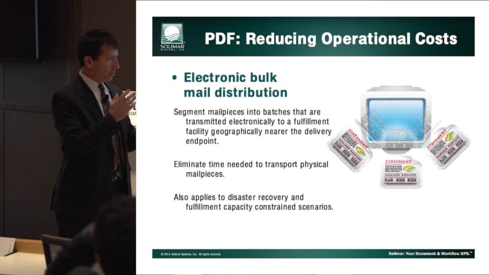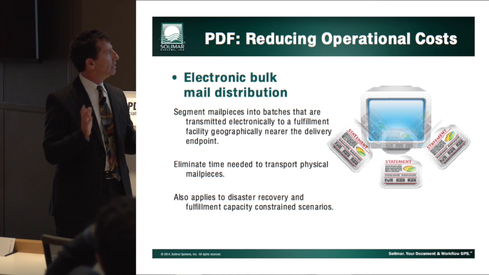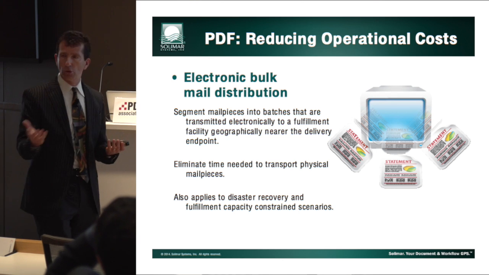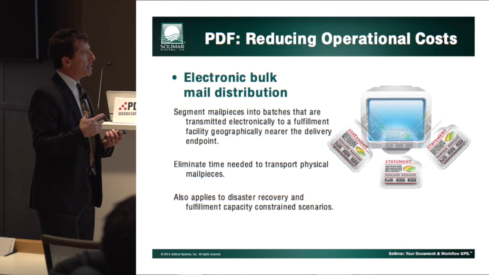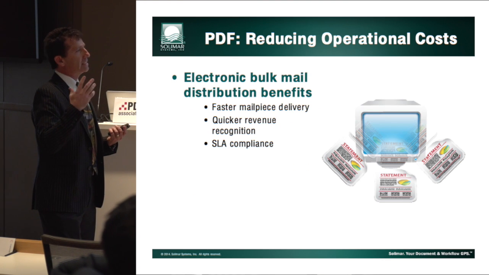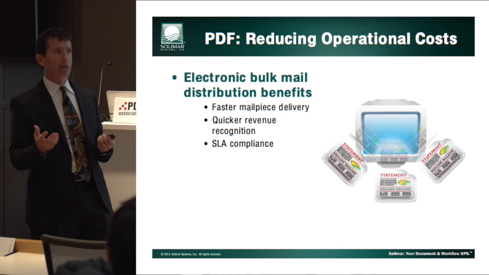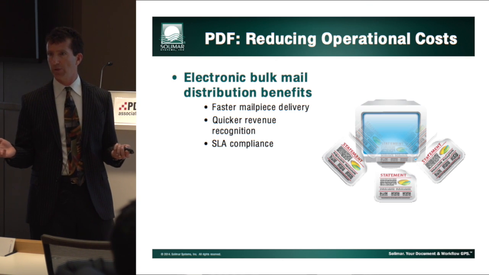Now, I spoke just briefly ago about if you could distribute that stuff and collect the money sooner, you get the benefit of the increased cash flows, right? Well, this electronic mail, bulk mail distribution model is very opportunistic for PDF because it's very hard to do with some of the other data streams.